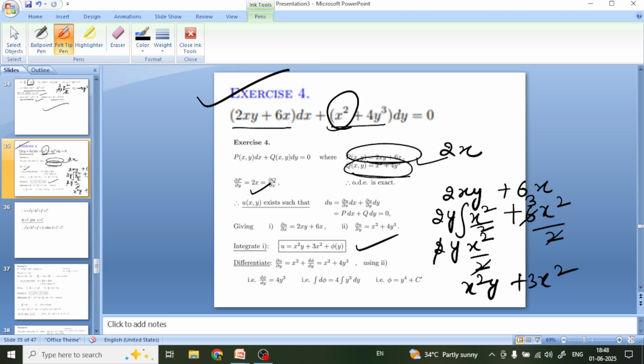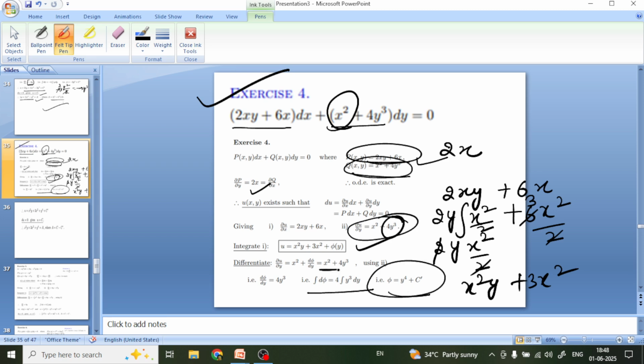plus phi of y. And now take the second equation and find its differential, x square plus 4y cube, that should be equal to q. When we solve this, it will be d phi over dy, that is 4y cube. And now find its integration, and you will find this value.